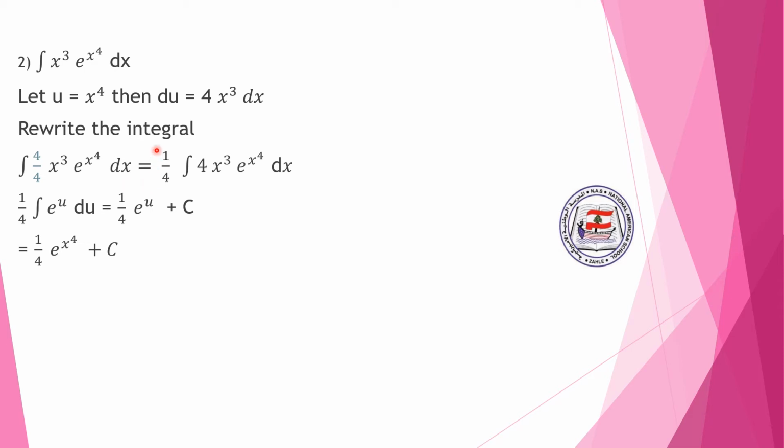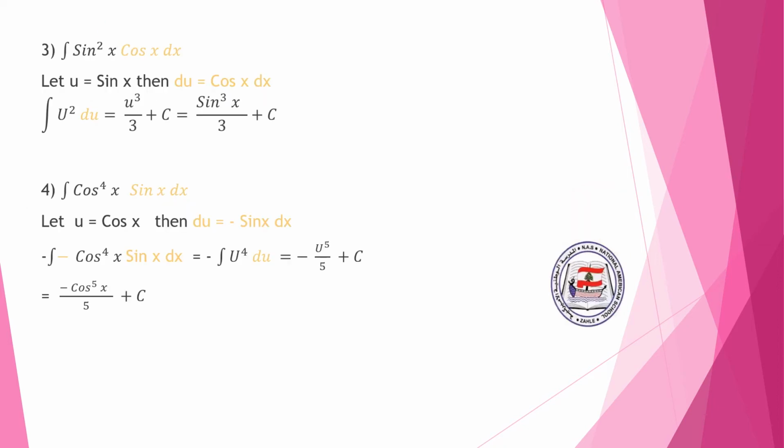Since du is equal to 4x cubed dx, 1 over 4 needs to be written outside the integral, and we get 1 over 4 integral 4x cubed e to the power x to the 4 dx. Substituting with respect to u, it's equal to 1 over 4 integral e to the power u du. Calculating this integral, the answer is 1 over 4 e to the power u plus c, and at the end we need to replace u in terms of x. We get 1 over 4 e to the power x to the 4 plus c.